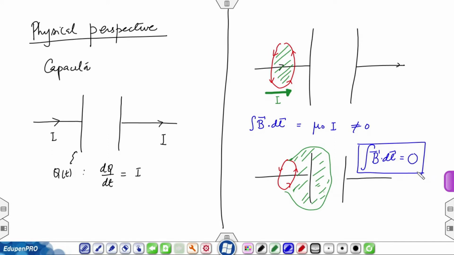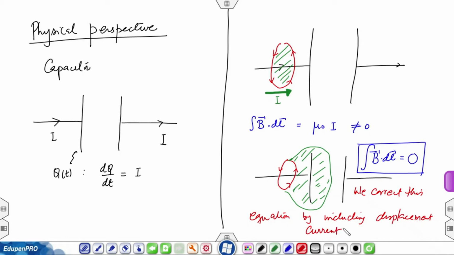So, you get 0 through one loop and non-zero through the other loop. There must be something wrong in the equation. So, we correct the equation by including displacement current, and I will leave the rest for you to do. So, here is a physical perspective. You look at it and you will never forget it.